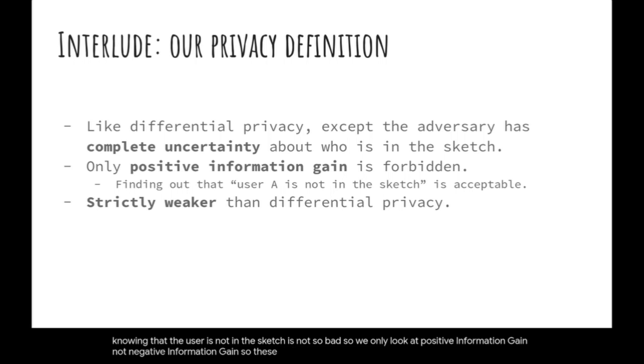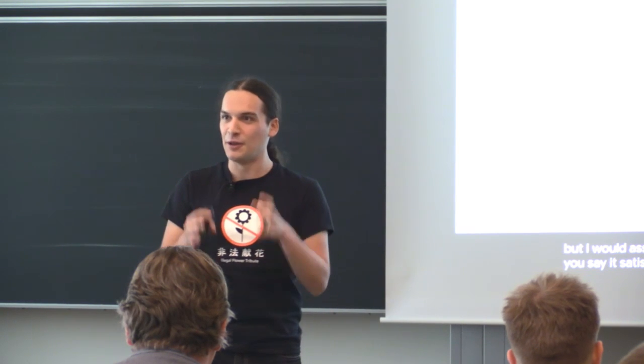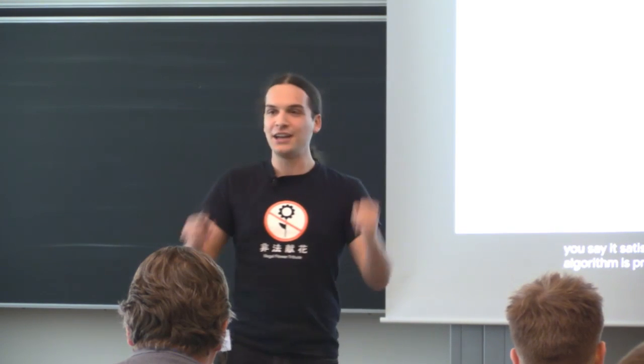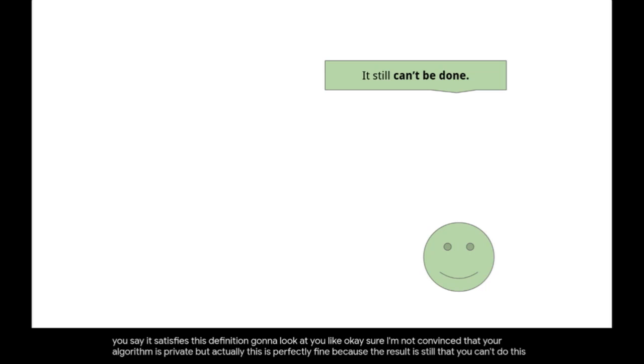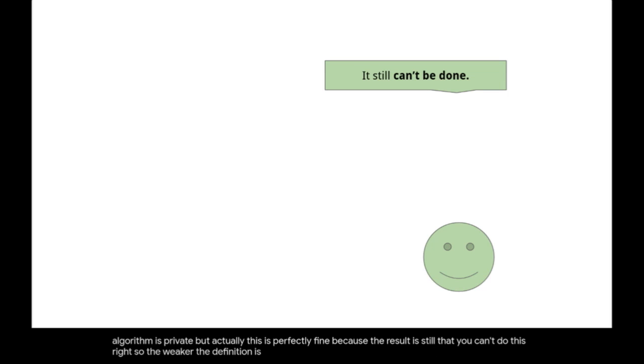So this definition is not only strictly weaker than differential privacy, but I would argue it's a terrible definition. If you give me an algorithm and you say it satisfies this definition, I'm going to look at you like, OK, sure, I'm not convinced that your algorithm is private. But actually, this is perfectly fine, because the result is still that you can't do this. Right? So the weaker the definition is, the stronger the result that you get in the end is.